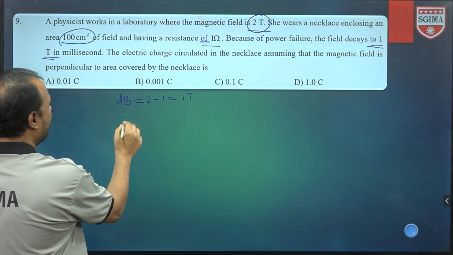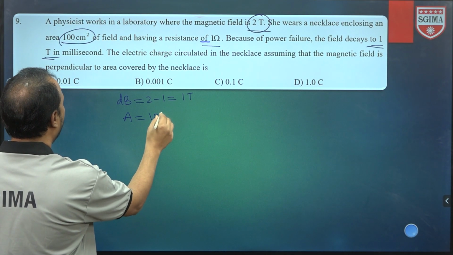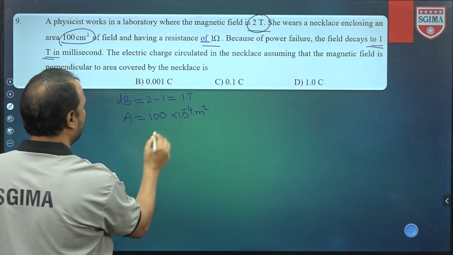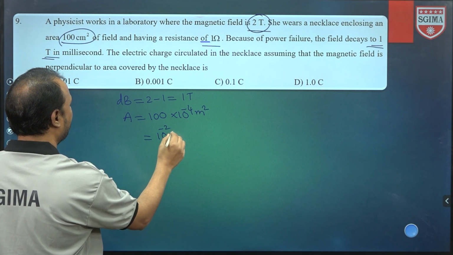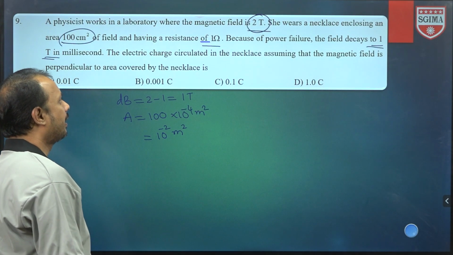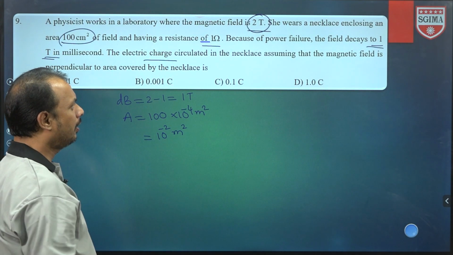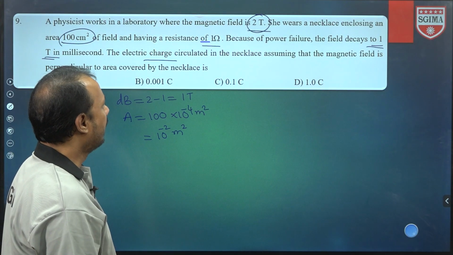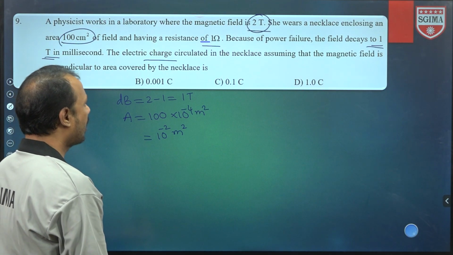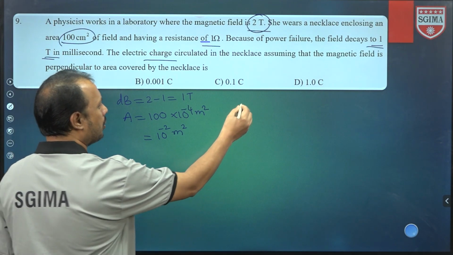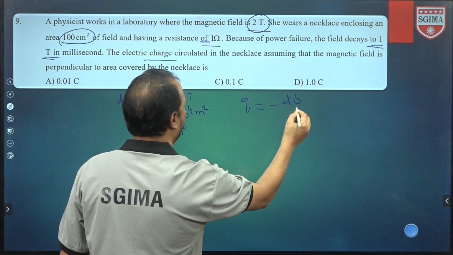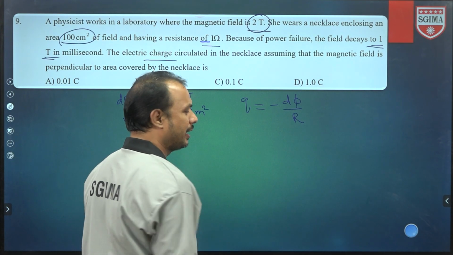And the area of that necklace, we are converting into meter square. So 10 power of minus 4, which is minus 2 meter square. And the resistance is also mentioned. The electric charge they are asking here. So in the necklace, assuming the magnetic field is perpendicular to the area covered by the necklace, the induced charge expression can be written as minus d phi by resistance.